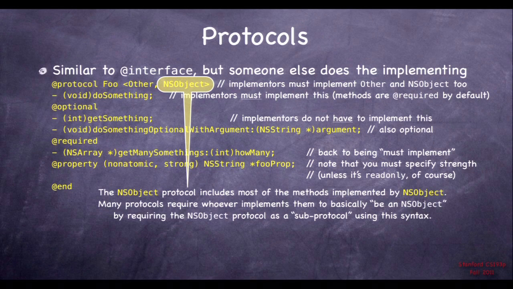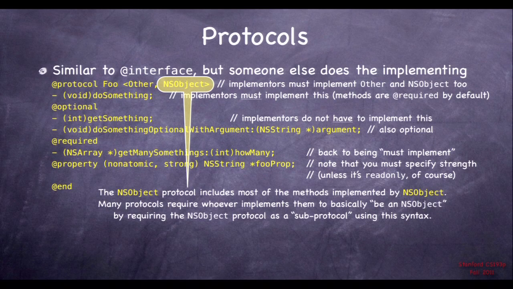So then you just start listing the methods. All the methods are required unless you turn on this optional flag. You see how after the first one, I've put @optional? That means all the methods I'm listing now are optional, until I do @required, and then they're required again. So in this protocol, do something, get many somethings, and the property foo prop are all required. But the two in the middle, get something and do something optional with argument, are optional, not required. In other words, you can say you implement this protocol and not implement those methods, and that's allowed.